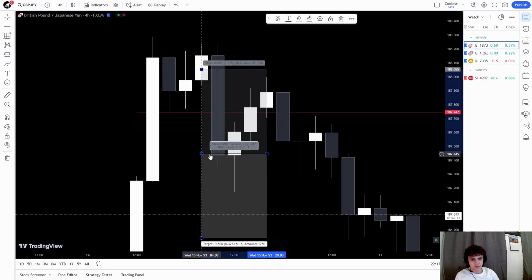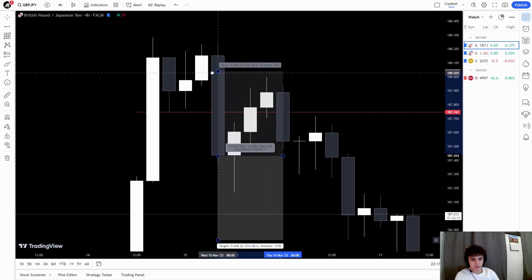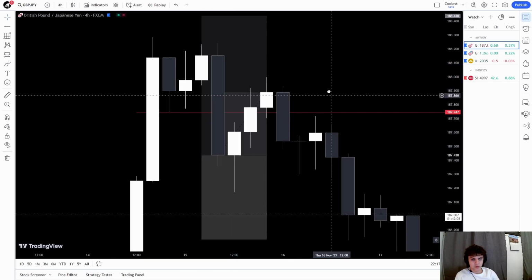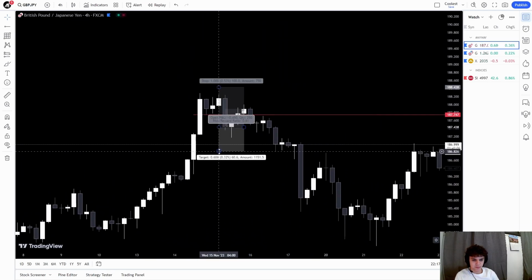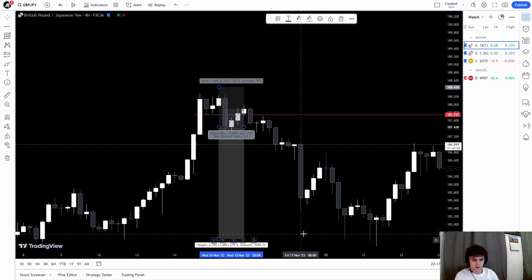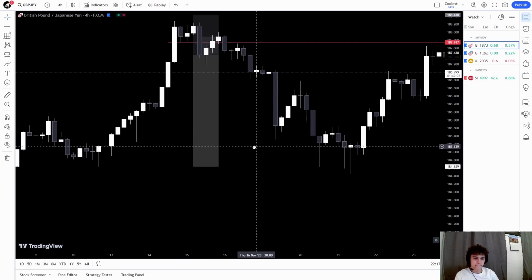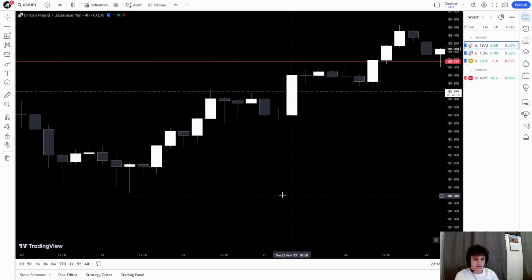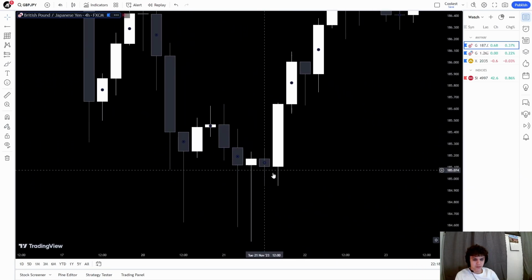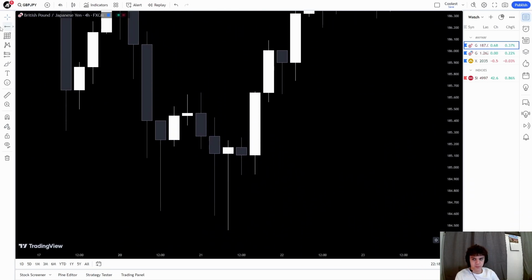Let's say I'd enter over this, like this. Liquidity. Boom. Okay, and what happens here? We flip the bias. Why? Because we break structure right here. We create a high, followed by a low.